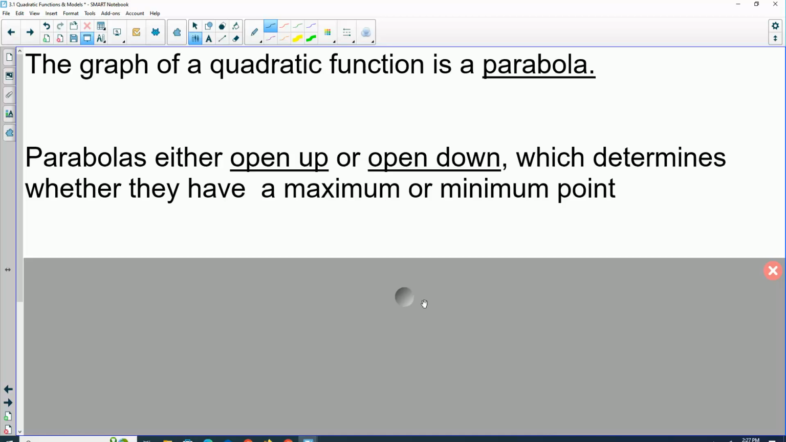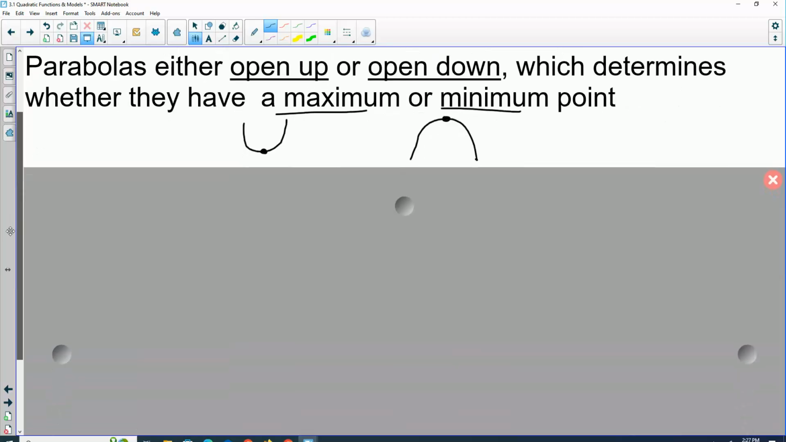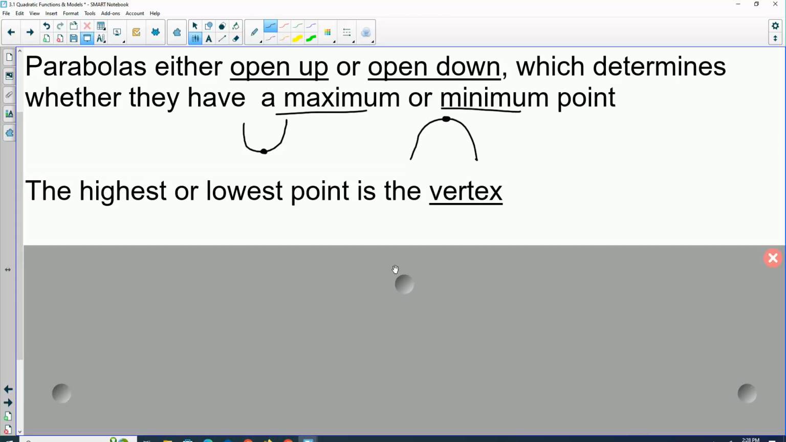If we think about a parabola facing upward, then it has a maximum or a minimum point. This is a minimum. If it opens down, it has a maximum. What is another name for that point? That high or low point on the parabola is called the vertex.